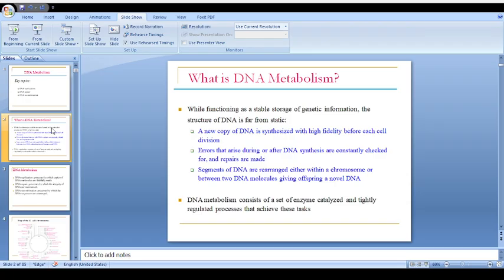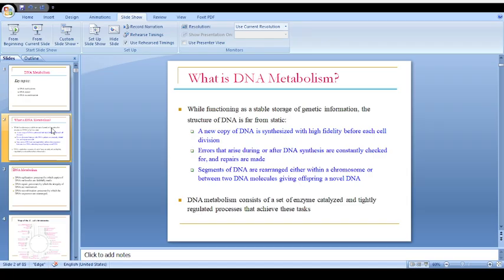The DNA metabolism consists of a various set of enzyme-catalyzed and tightly regulated processes. Why do we have to synthesize the DNA in an intact form? The reason is that it is passed on from the parent to the younger ones, so it has to be synthesized carefully, and the errors which arise during the replication mechanism have to be constantly checked and the repairs made.